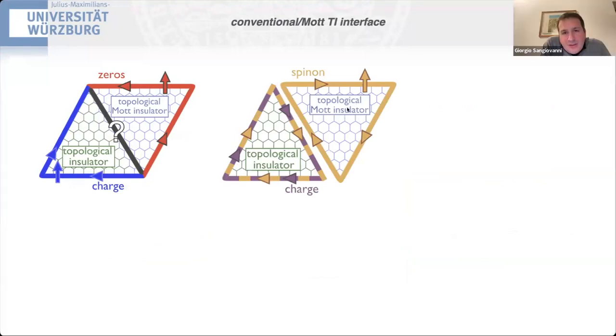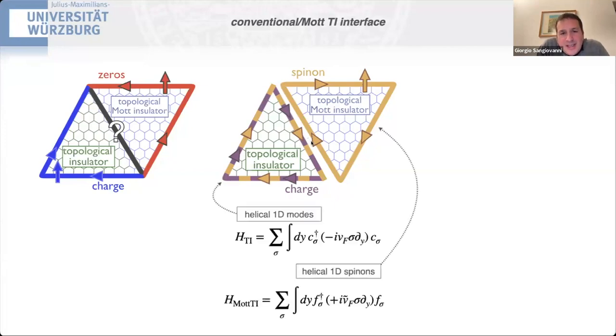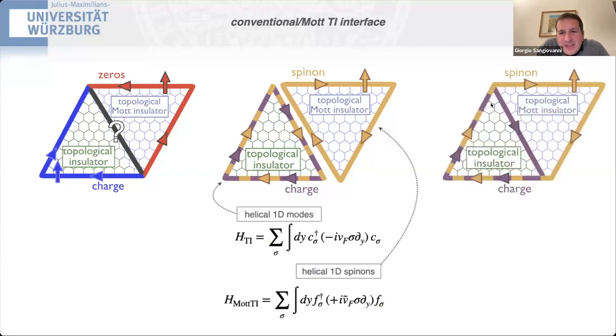rotors on the Mott TI side, where only spinons flow around, and instead on the conventional TI side we have condensed rotors, so no spin charge separation, then it's clear that what is going on at this level here will be that the charge remains confined to the TI side, whereas the spinon goes around the whole sample.